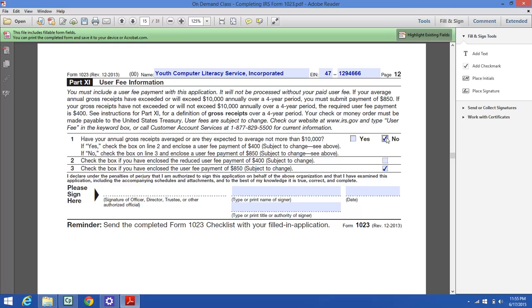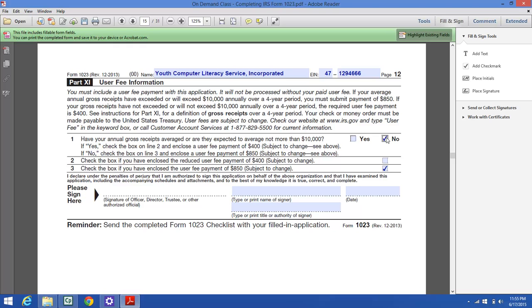Now it's time for you to sign your name, then print your name, and then print your title and print the date in this bottom area here. Please sign here and complete all of that information. We have completed the application.